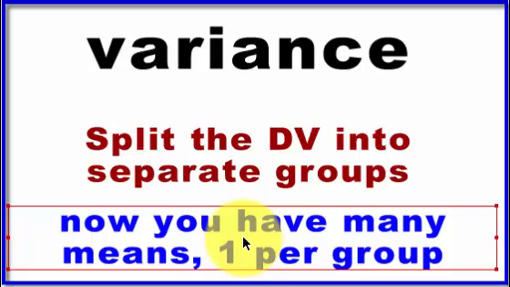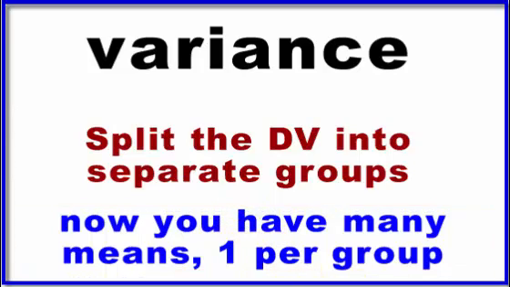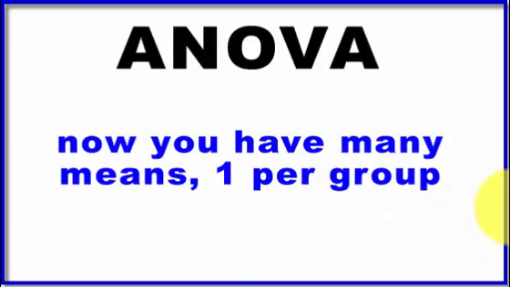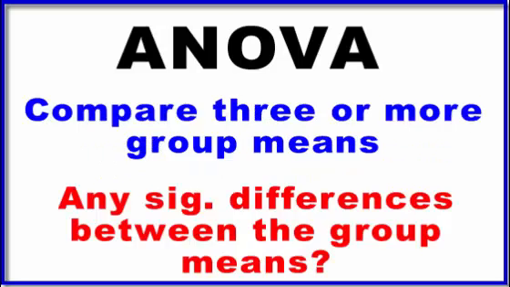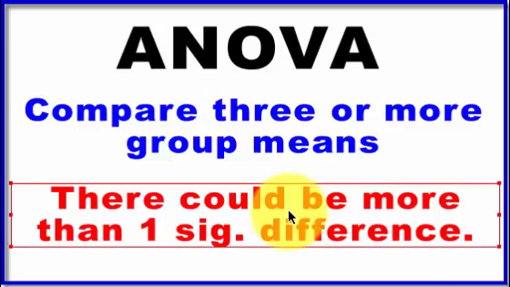They're going to compare the means and the variances of each group to see if there is a significant difference or not. Now you got more than two means. You got one mean per group. There's a minimum of 3. And you're going to compare 3 or more group means to see if there's any significant difference between the group means. You got to watch out here. There could be more than one. So let's say you had 3 groups, A, B, and C. There could be a significant difference between A and B, A and C, or B and C.